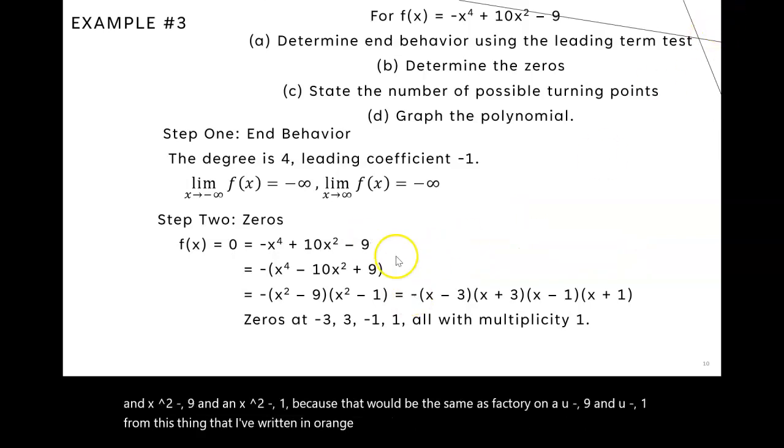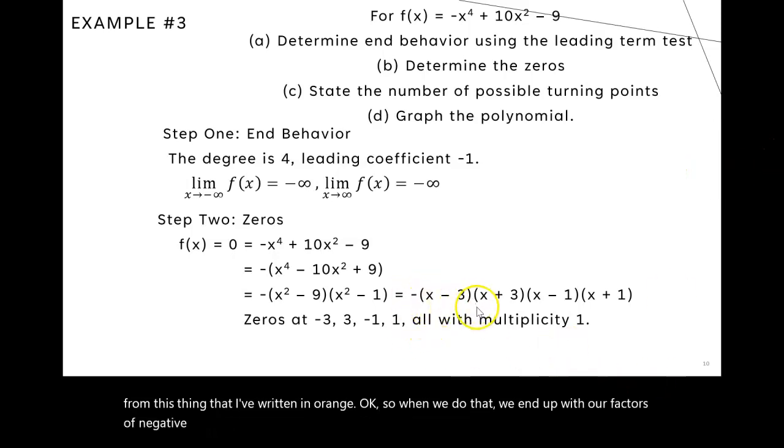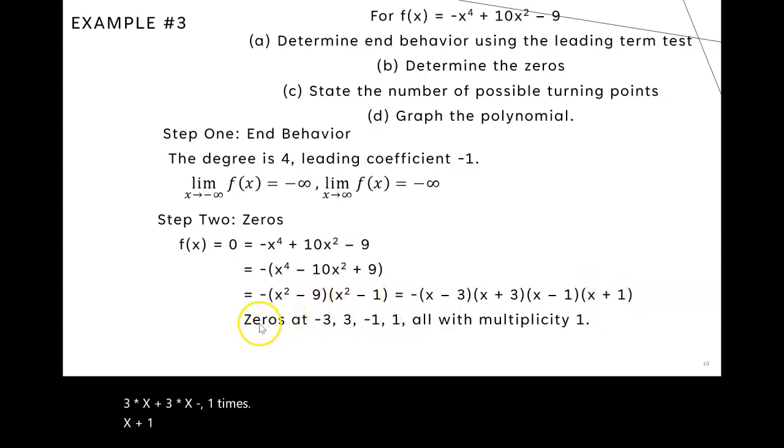Okay, so when we do that, we end up with our factors of negative x minus 3 times x plus 3 times x minus 1 times x plus 1. And when we work this out, we get zeros at negative 3, 3, negative 1, and 1, all with multiplicity of 1.